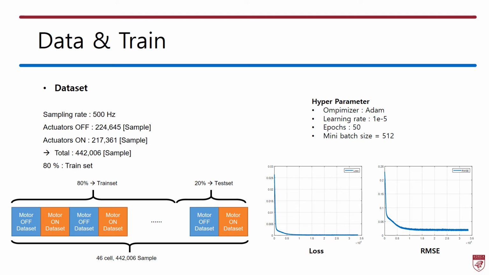And as a result, we can build data with only the phase delay difference. The dataset for training is as follows. A total of 442,006 data samples were collected at 500 Hz. This dataset includes when the motor is driving and when it is not, and 80% of them were designated as training sets. Hyperparameters are the same as in the upper right, and while learning is in progress, loss and RMSE error are attached to the lower right figure.